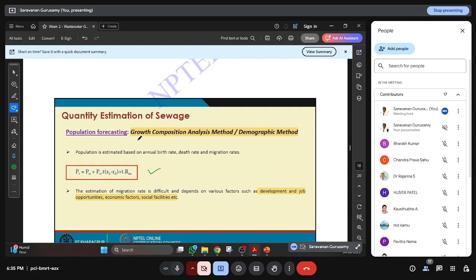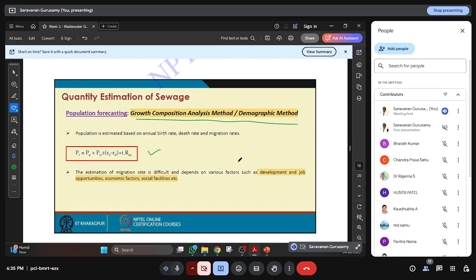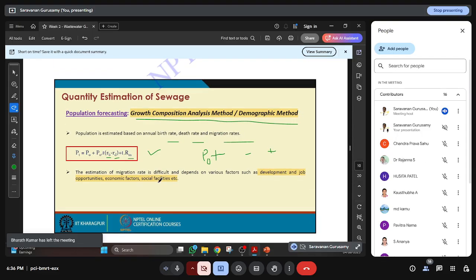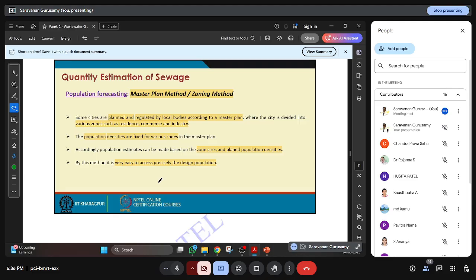And the fourth method is the growth composition analysis or demographic method. Here we know the birth rate and death rate and the migration rate. If you know all these rates, then you can multiply in the formula. As I mentioned in the first slide, the basic slide: population we know plus birth rate minus death rate plus migration rate. Then you can find the population at this time. That is the demographic method. For this, we need to know all the data for the last decades. Then we can find this method.